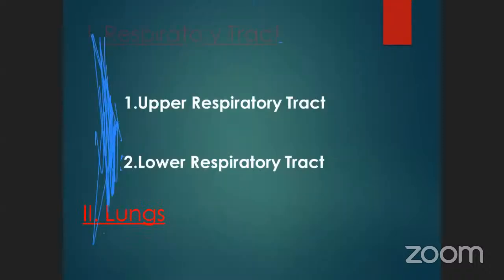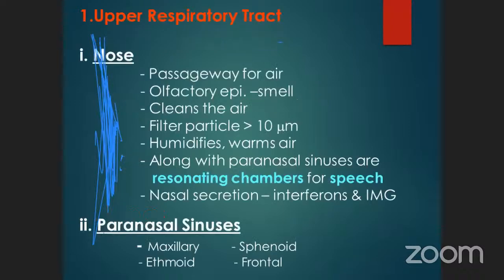Now the respiratory system is divided into the respiratory tract and the lung itself. The respiratory tract is again divided into the upper respiratory tract and the lower respiratory tract. First we will discuss the upper respiratory tract. It starts from the nose and reaches up to the glottis, and the glottis is the end of the upper respiratory tract. So we will discuss whatever structures are present from the nose to the glottis.